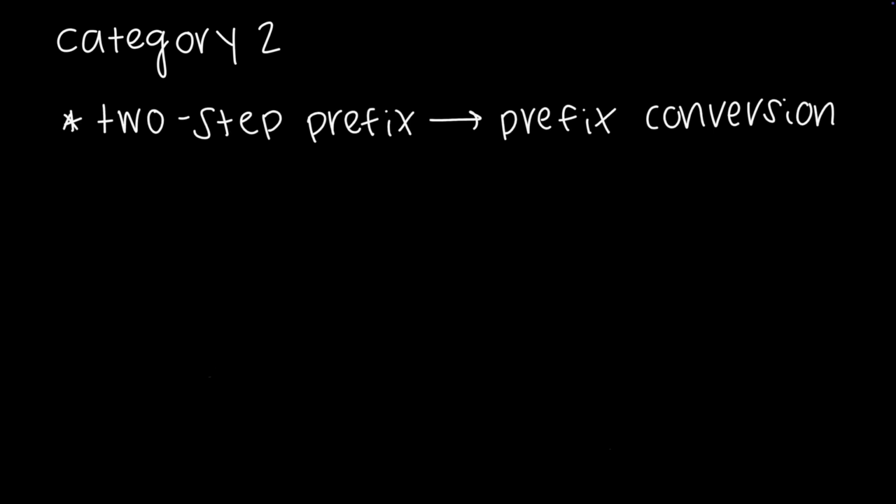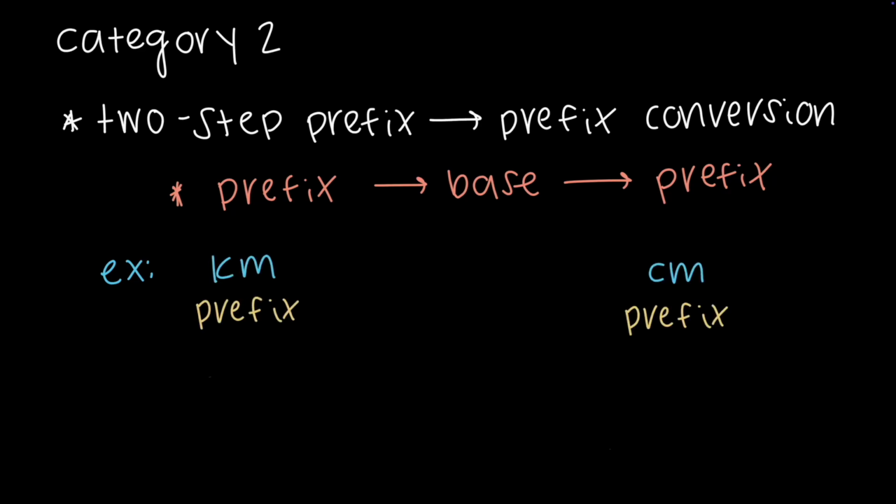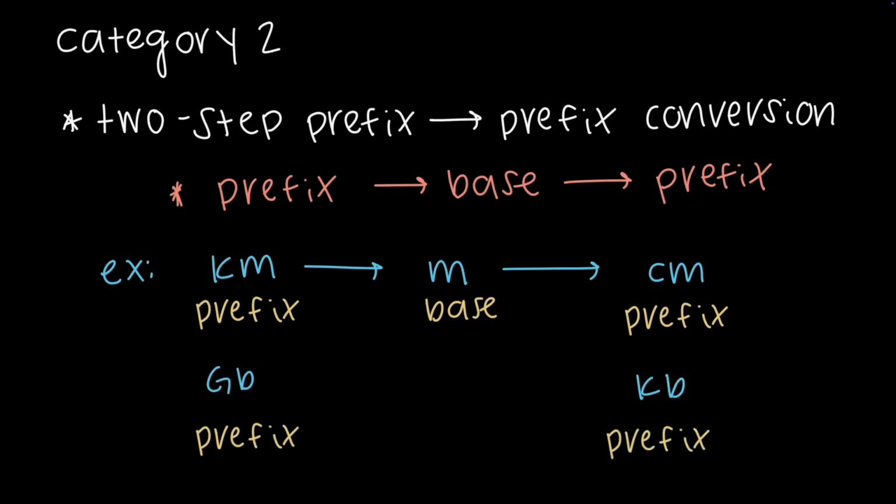For the next category, we have two-step prefix to prefix conversions. These require going from one prefix unit to another by passing through the base unit. For example, if I wanted to convert between kilometers and centimeters, I would have to use meters, the base unit in between. And for gigabytes and kilobytes, I would need the base unit bytes to convert in between.